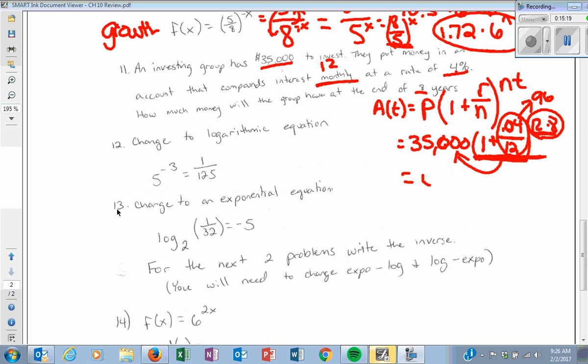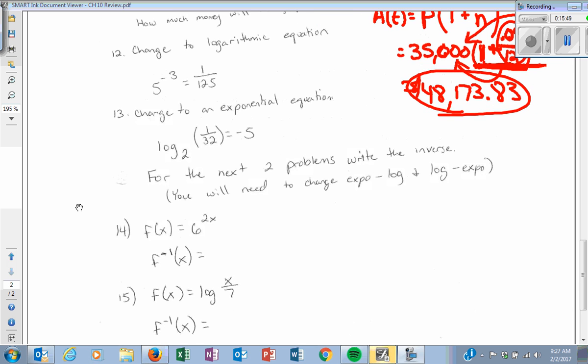When you do, you should get $48,173.83. That's how you should do that problem. Yes, you need to get that number, and the way you're going to get that number is without rounding. So again, 0.04, divide by 12, add 1, raise to the 96. That's why I did that first, because I wanted to know what I'm going to be raising it to. And then I multiplied by 35,000. Order of operations, guys, rules. And it is so important for us to follow those.